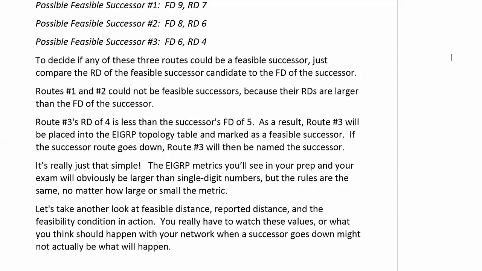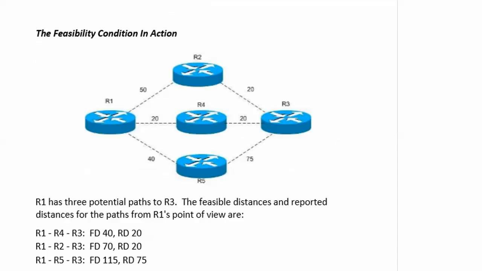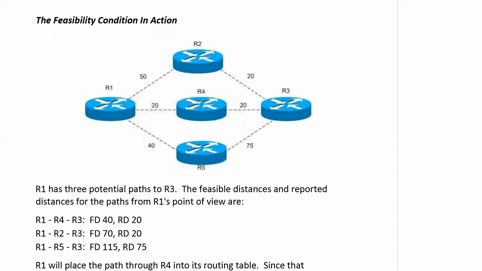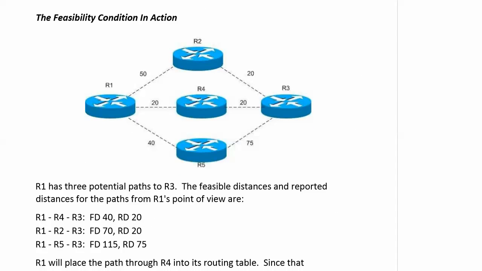Now, we're going to take another look at feasible distance and reported distance and the condition in action. And you really have to watch these values, as I mentioned. But here's the diagram. You might want to pause the video and jot this one down. Router 1 has 3 potential paths to router 3. And the feasible distances and reported distances for the paths from R1's point of view are there on the board, and you see the different numbers, the metrics I've got on each path.